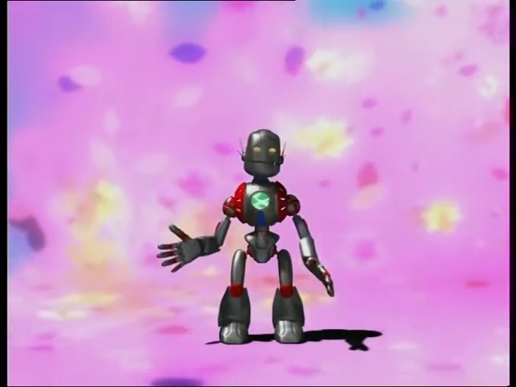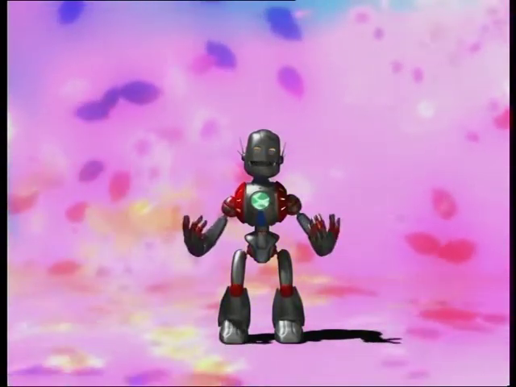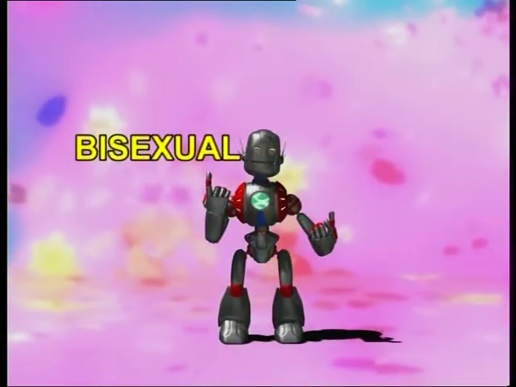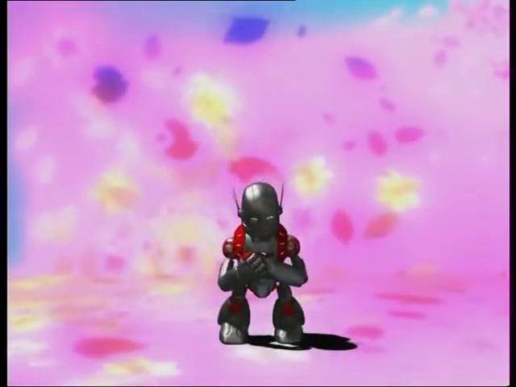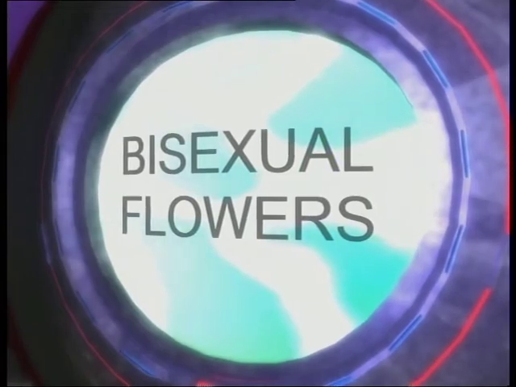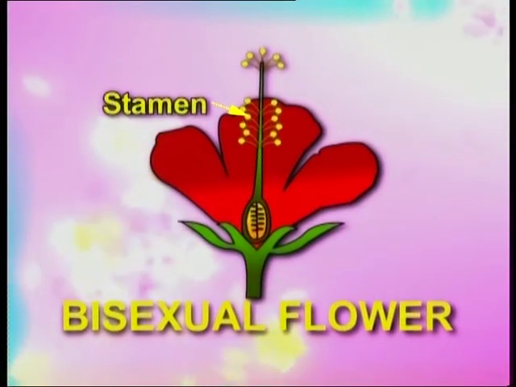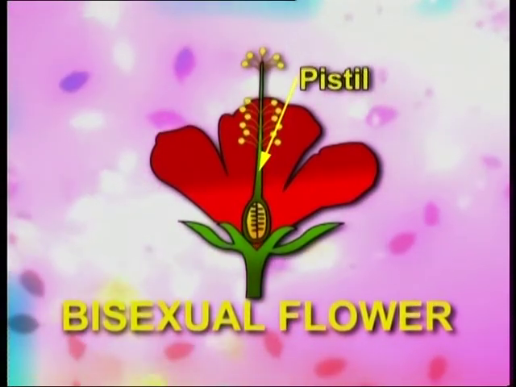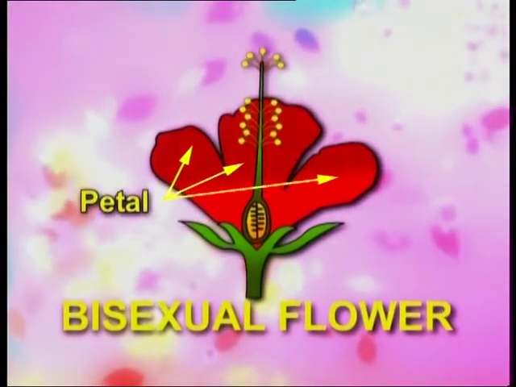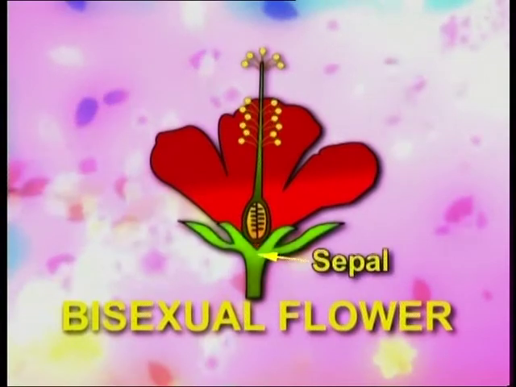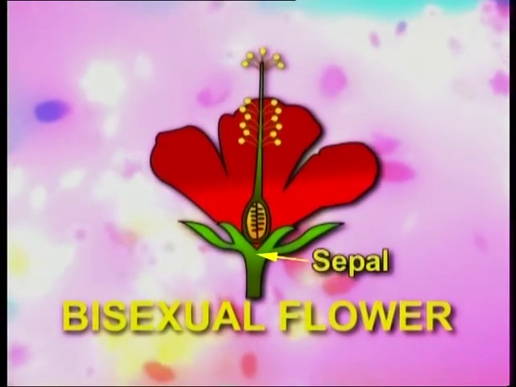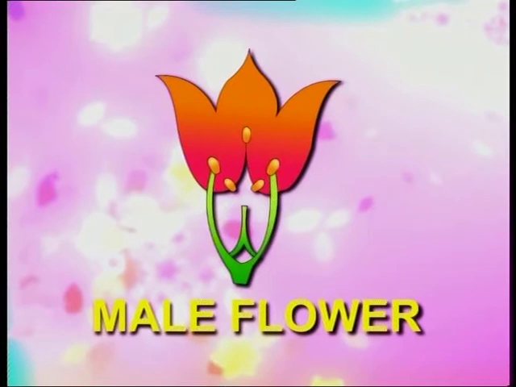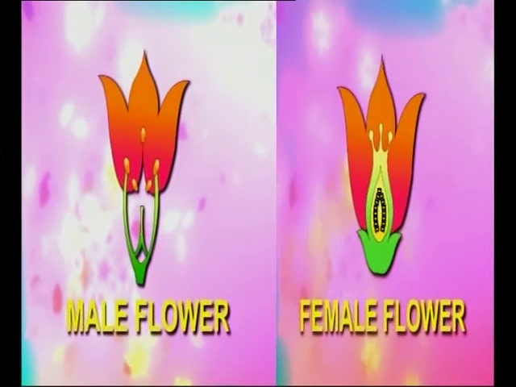Let's move on. Let's look at types of flowers. There are 2 of them, bisexual flowers and unisexual flowers. Look at this carefully. Here you can see that bisexual flowers have both the stamen and the pistil. It means that it is both male and female. Strange, huh? But a unisexual flower is different. It contains either only the stamen or the pistil.